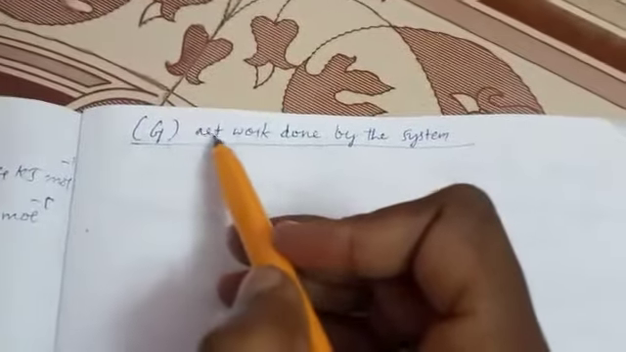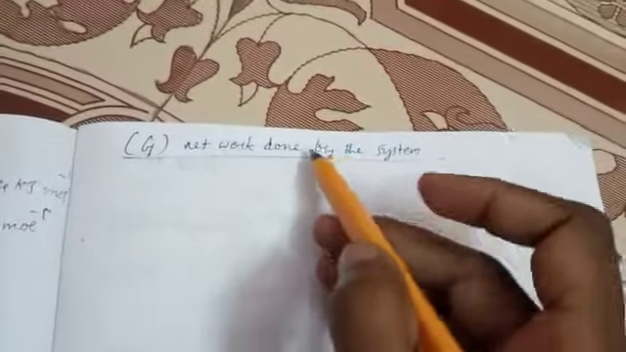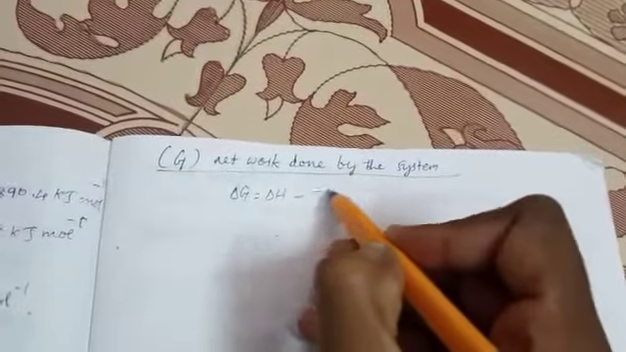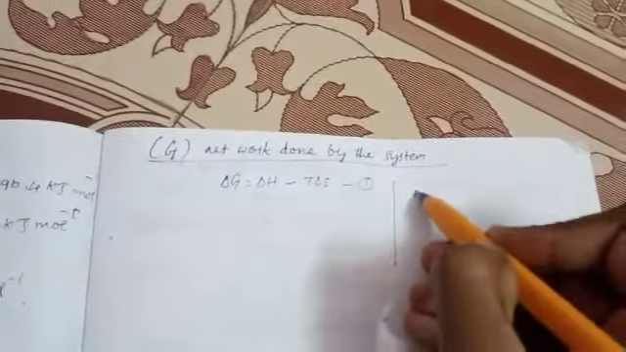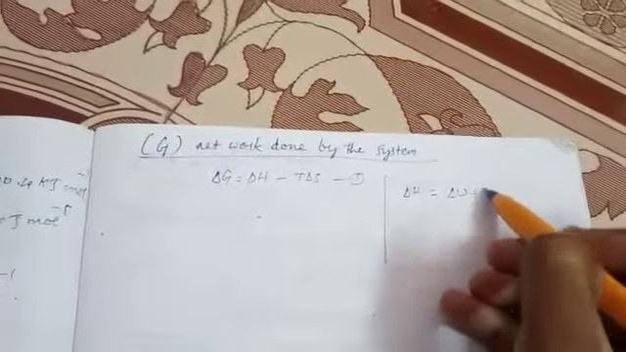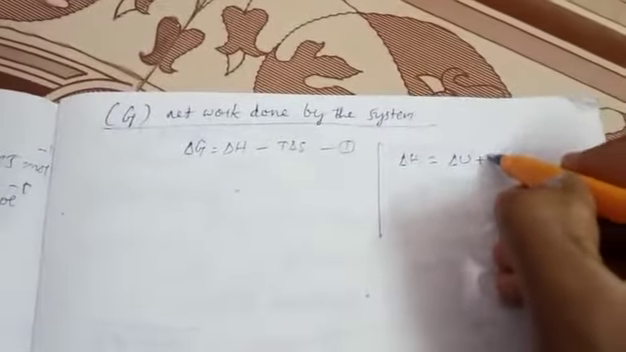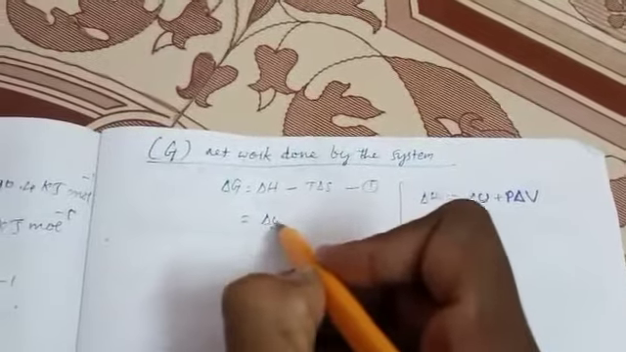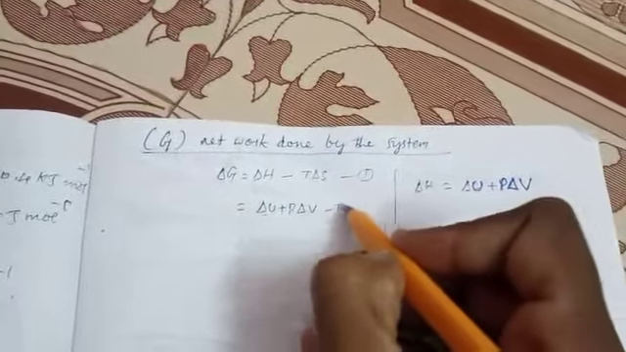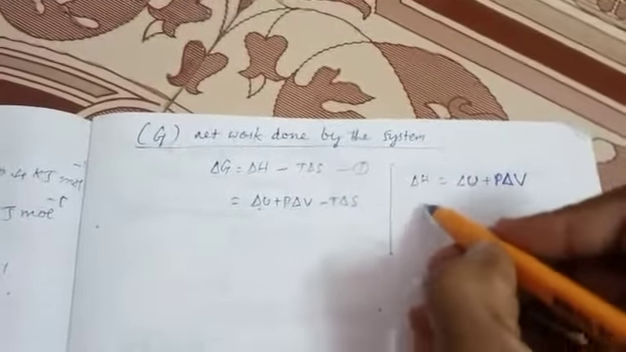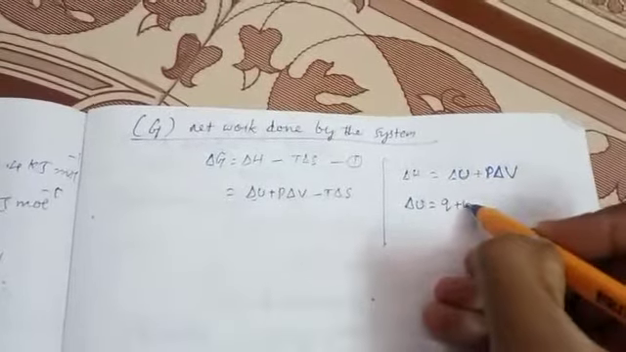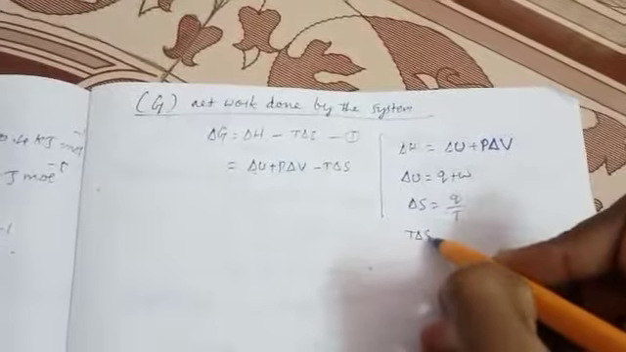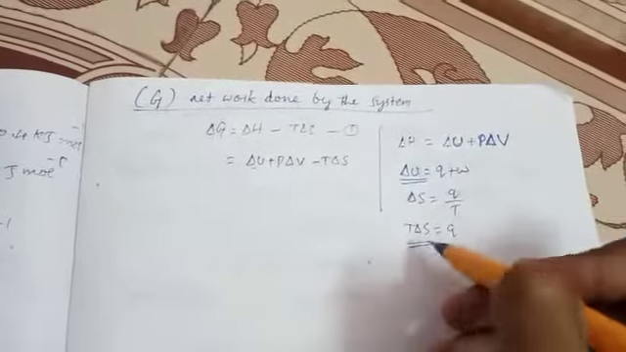Next, Gibbs free energy and net work done by the system. Apply at constant pressure and temperature. Delta G is equal to delta H minus T delta S. Equation number 1. Now delta H equals delta U plus P delta V. Applying the formula, delta G equals delta U plus P delta V minus T delta S. By the first law of thermodynamics, delta U equals Q plus W. Next, delta S equals Q by T, so T delta S equals Q.